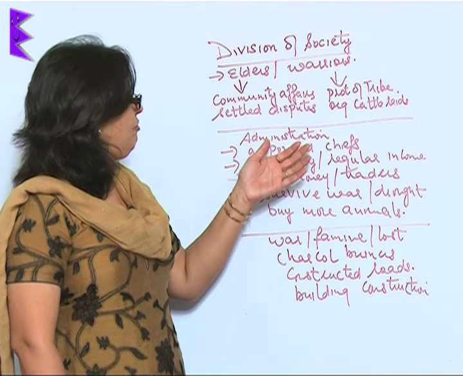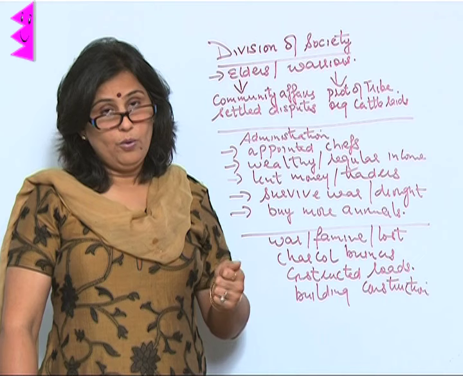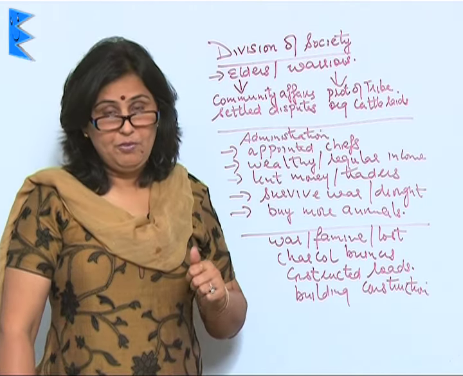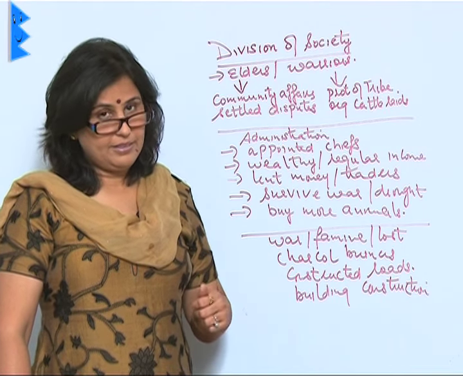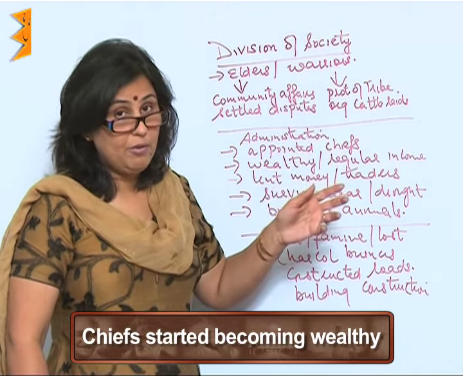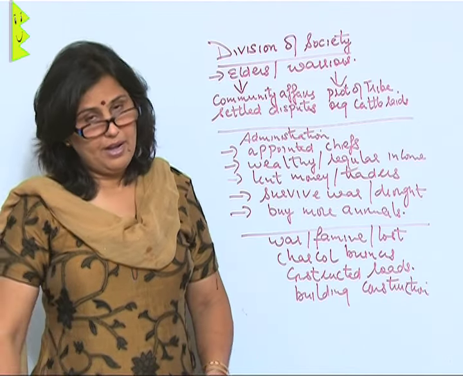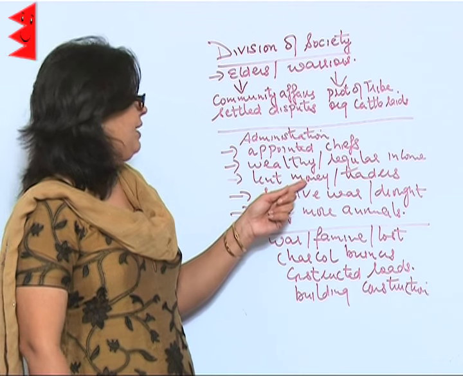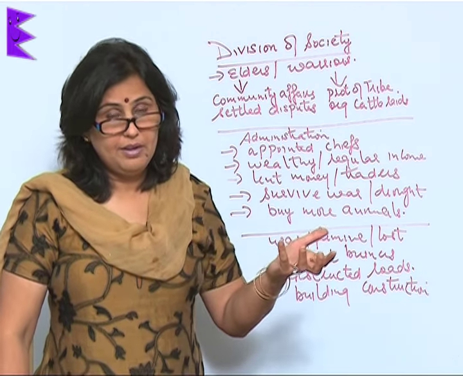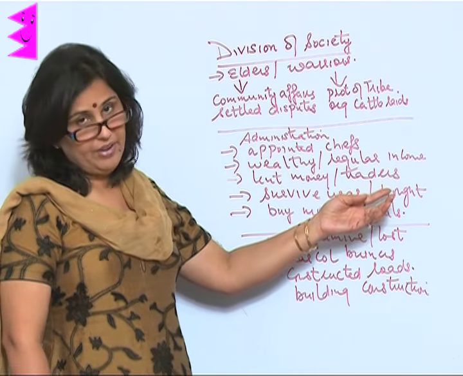So, for the administration, the colonial rule appointed chiefs in the various African parts. These chiefs slowly started becoming wealthy because they had a regular income now, which meant that they started lending money to other nomadic tribe members, which made them traders.